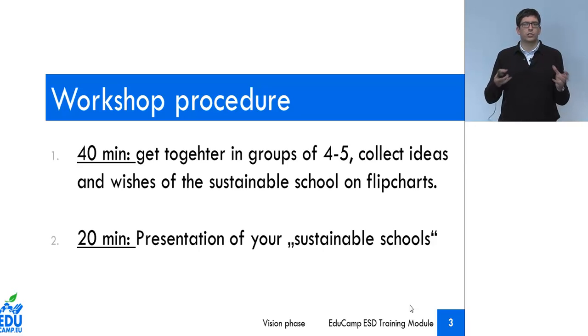So in the end there might be a picture in front of you that shows the environment, the pupils, the teachers that are within this school. And then in the second 20 minutes, maybe after a short break, you go into a presentation of your sustainable school. You may go from table to table and see what the different groups have elaborated and how they have worked out their imagination of their sustainable school.